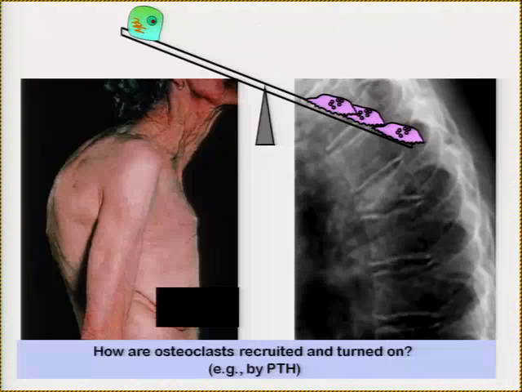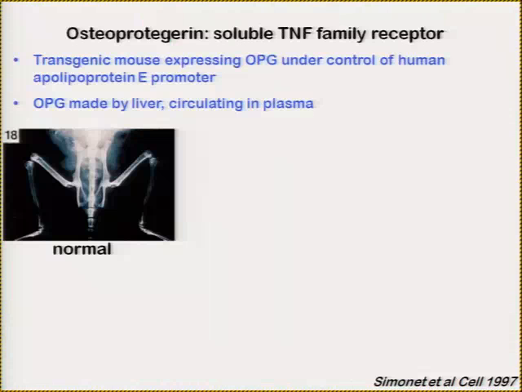So one of the things we might ask is, how are osteoclasts recruited and how are they turned on? This is one of the things that we point our clinical armamentarium at. The way we learned about this was in 1997, when two labs published a series of experiments at the same time. We learned totally through the mouse. We couldn't figure this out just doing human studies.